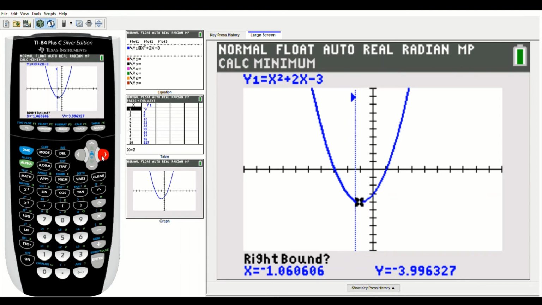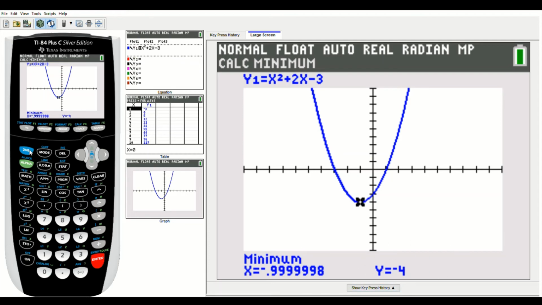Then it says right bound, and I like to go right 2 clicks, press enter. That's my right boundary. Left 2 clicks back to the vertex where I think that vertex is. And then it says guess. When I press enter, there is my minimum value at x equals negative 0.999998, y equals negative 4. So I've got my x value of the minimum and my y value of the minimum.